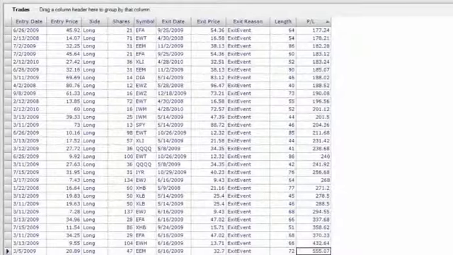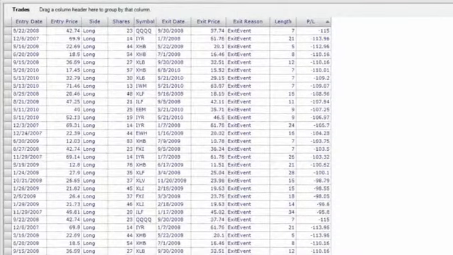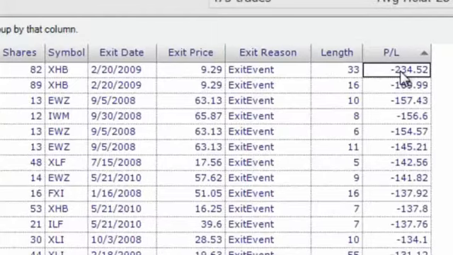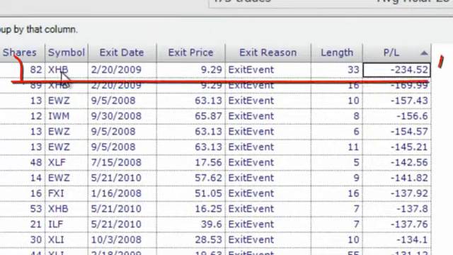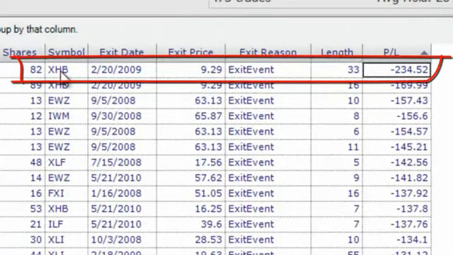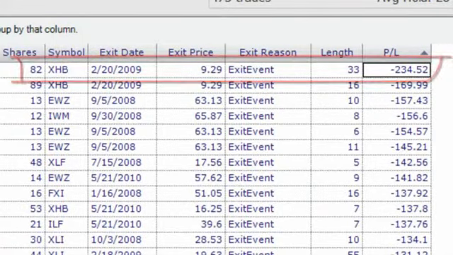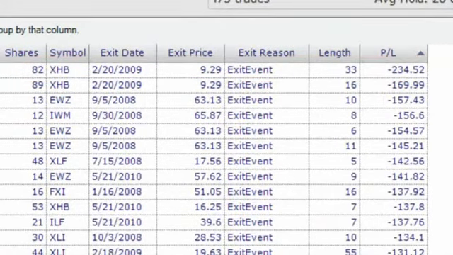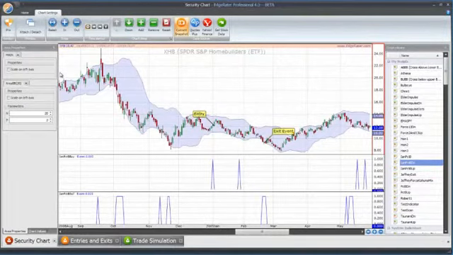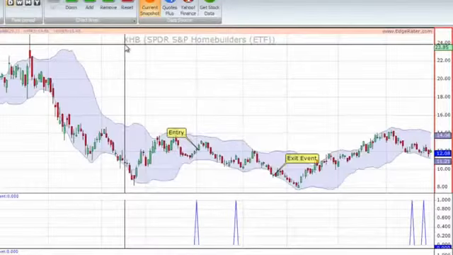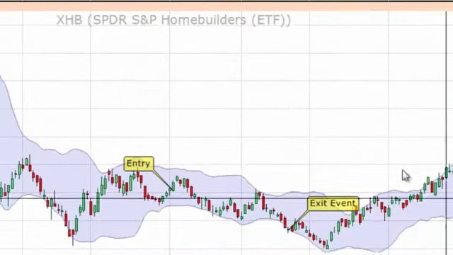So I can just sort them, do a reverse sort, and then the top of the list, the worst loser was XHB, and that is, I believe, the home builders. Well, let's take a look. It shows up in the chart, doesn't it? There you go. Yeah, right here, XHB home builders.